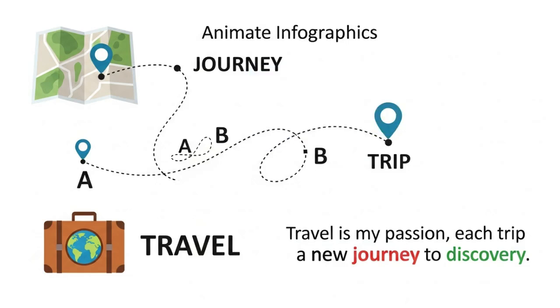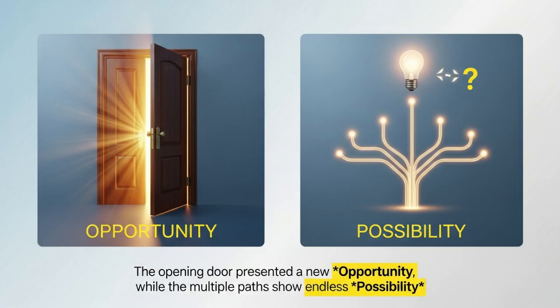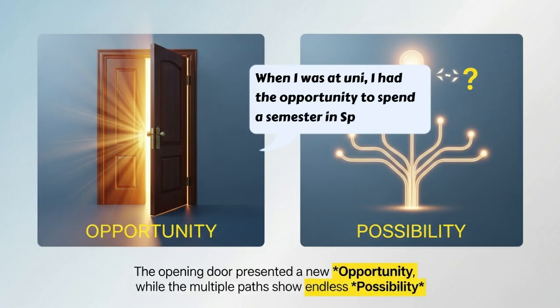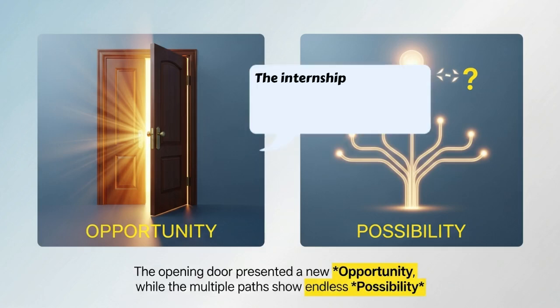Pair 3. Opportunity versus possibility. An opportunity is a situation that allows you to do something you want. It tends to be positive. We often say you have the opportunity to do something. For example, when I was at uni, I had the opportunity to spend a semester in Spain. For example, the internship was a wonderful opportunity for me.